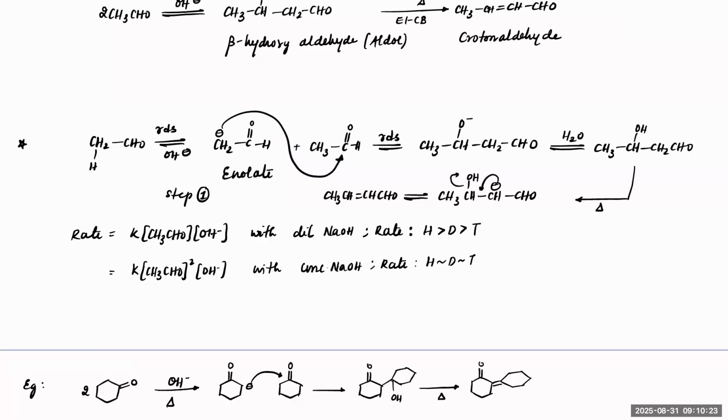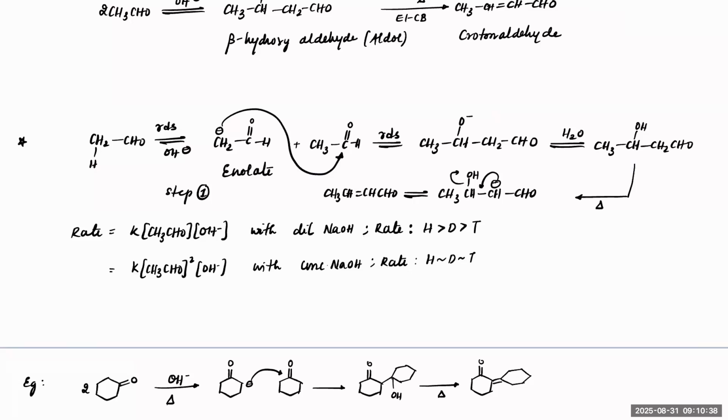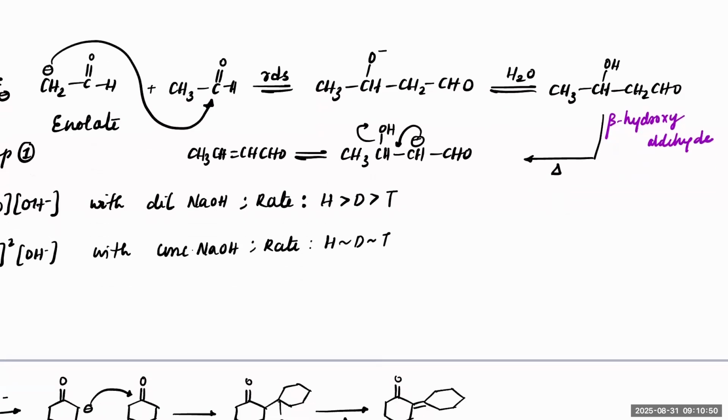And as it attacks, you will notice this will convert into this O minus form, and O minus will take H plus from water. You will get into this particular form. Now, what do you name it here? The name here is actually beta hydroxy aldehyde or ketone, right? Beta hydroxy aldehyde. So basically, it is an aldehyde combined with an alcohol. That is why it is called aldol. Okay.